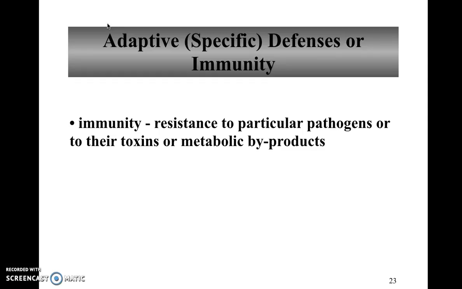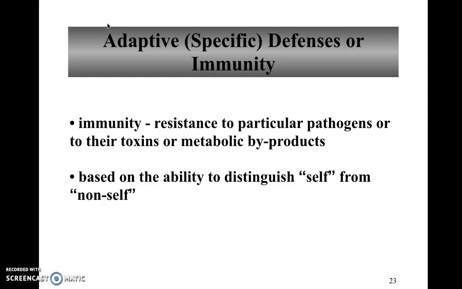Immunity is defined as resistance to a particular pathogen or their toxins or their metabolic byproducts. In other words, they can't make you ill or make you sick or cause disease. It's based on the ability of our immune system to distinguish self from non-self. In other words, our immune system can recognize our cells based on certain markers and recognize non-self or foreign cells or foreign substances because they don't have the correct markers, and that tells the immune system that something is potentially harmful, it doesn't belong in our body, and that we should respond to it.